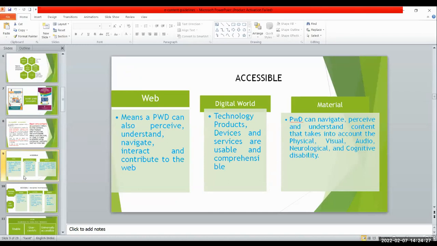So when I'm talking about accessibility, I can extend it to web accessibility, I can extend it to digital world accessibility, and I can also extend it to material accessibility.